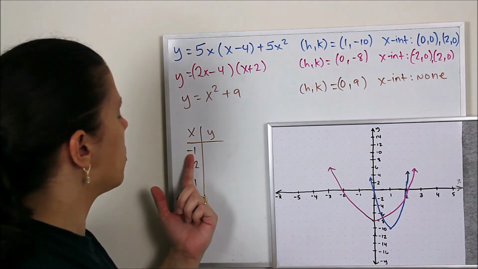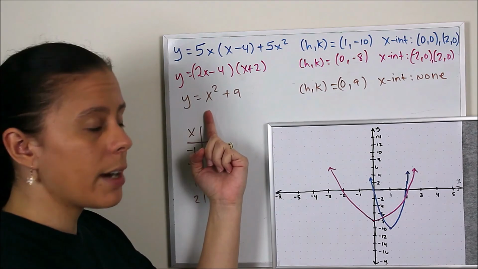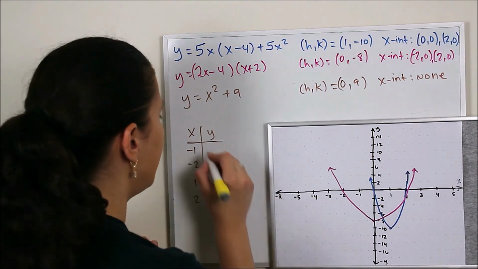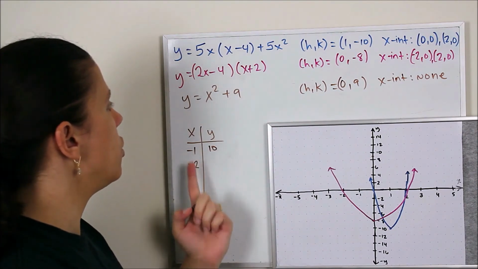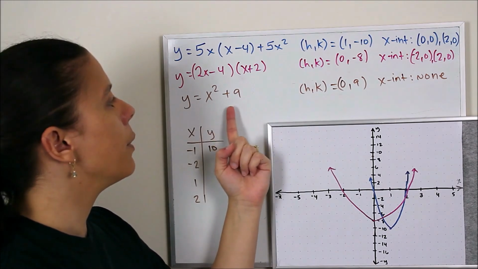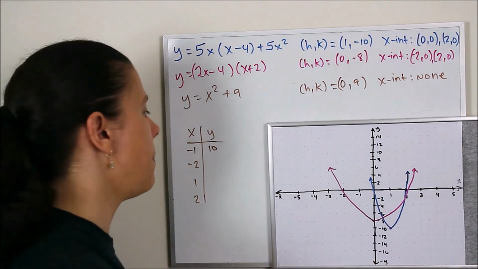Okay, so let's substitute for negative 1. Negative 1 squared is negative 1 times negative 1, which is 1, plus 9 is just going to be 10. And then if I do negative 2, it's going to be negative 2 squared, which is positive 4, plus 9 is going to be 13.